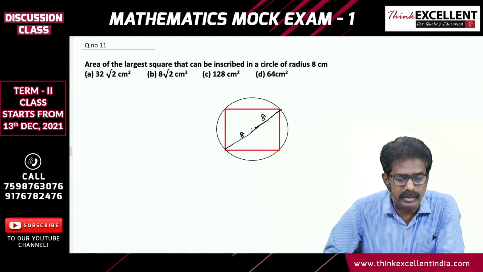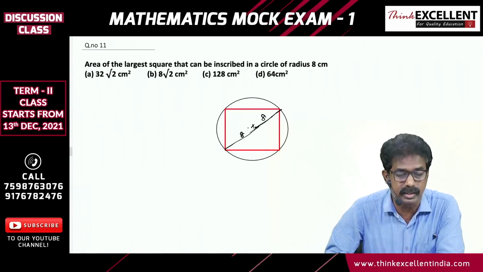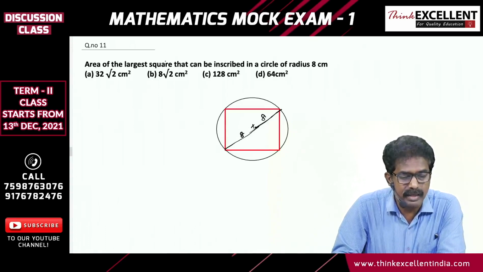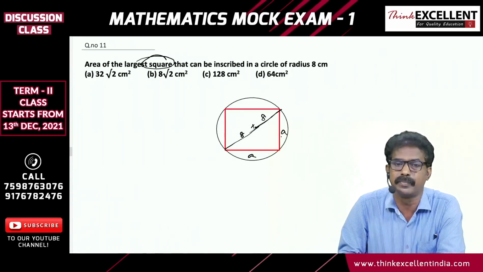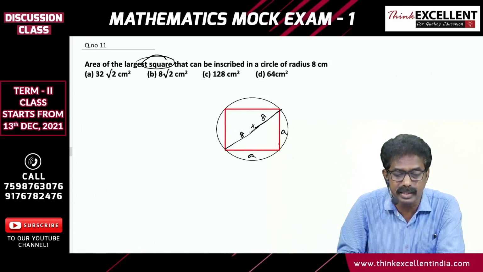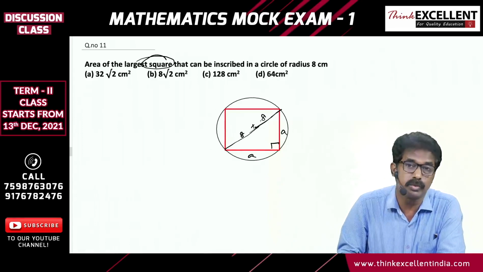So 8 plus 8, the total length is 16. They asked the area of the square. I'm taking the side as A. So this is a right angle triangle, you can see. You can use Pythagoras theorem.